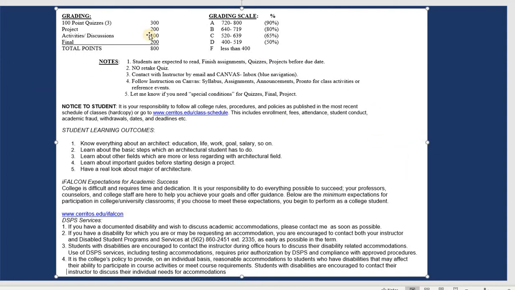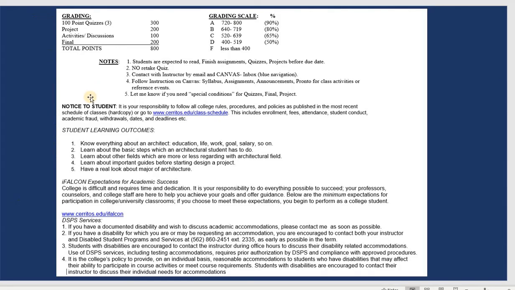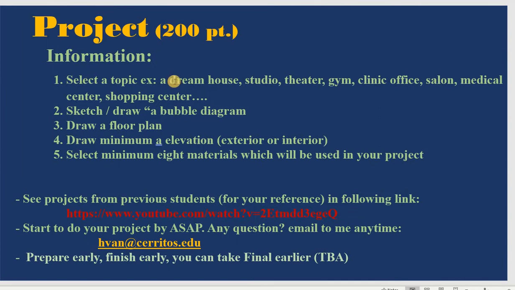Okay, so this is something you can look at before we start with the projects. We start with the class. Now about the projects, we have 200 points. Like you see right here, the project is 200 points, so it is equal to the final. That's why it's important for the class. I suggest that you start early and finish early, and you can then request the final early.